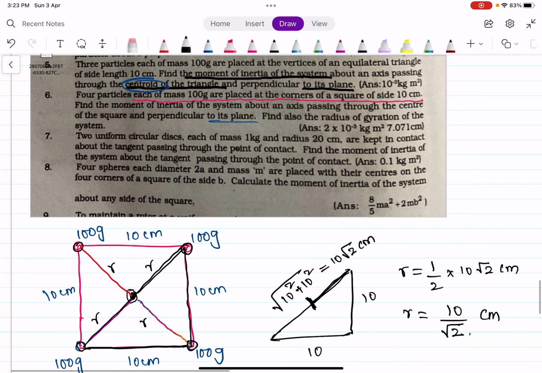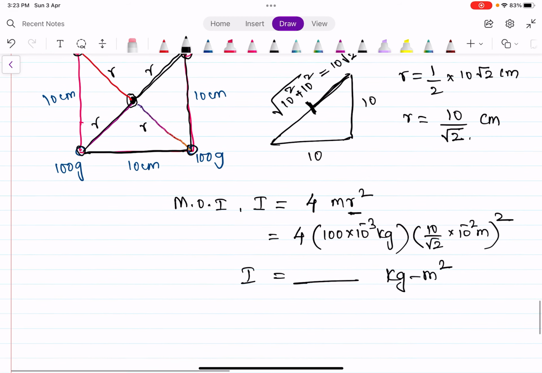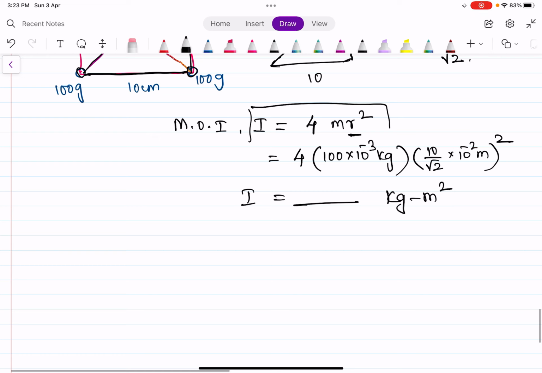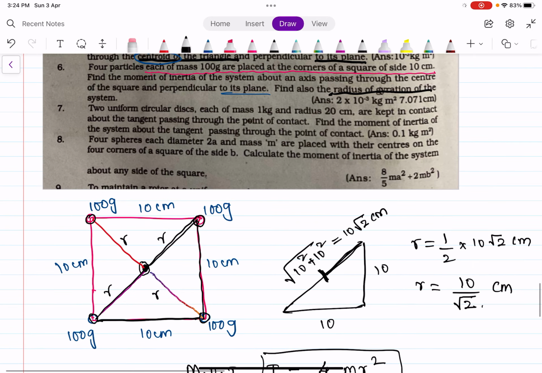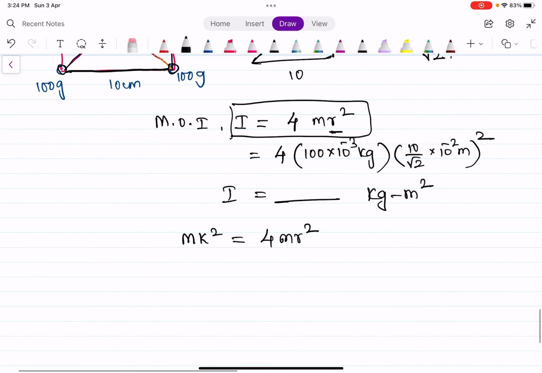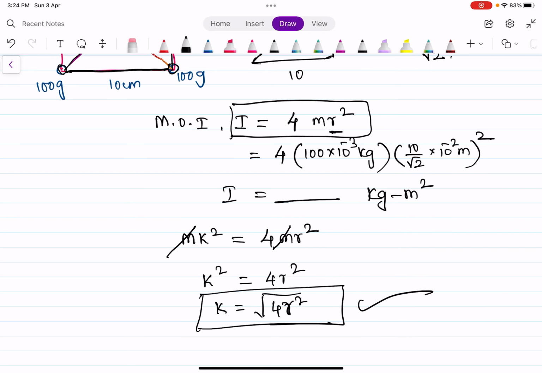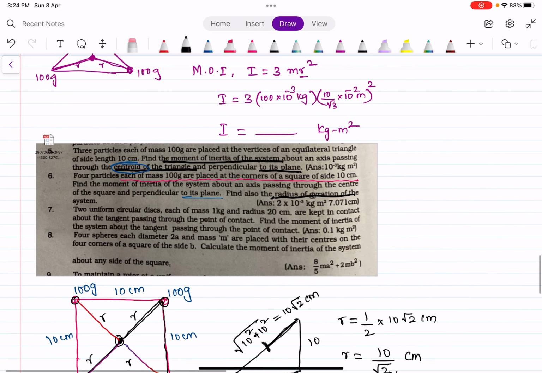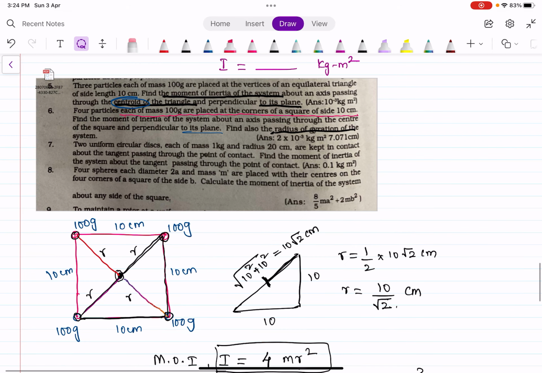Right. And find the radius of gyration. We know the total moment of inertia is nothing but 4 m r squared. So the total moment of inertia is equal to m k squared, equal to 4 m r squared. This is for the total system, the radius of gyration of the system. Right. So here m and m cancel. So k squared is equal to 4 r squared. So k is equal to the square root of 4 r squared. By doing this, you will get the answer for the radius of gyration. Okay, next, I'm going to solve the seventh one now.